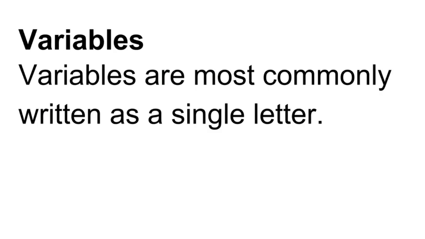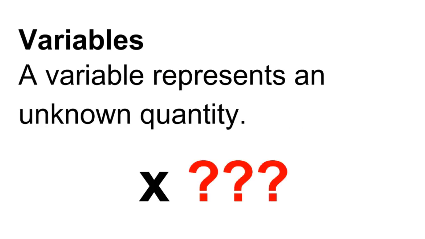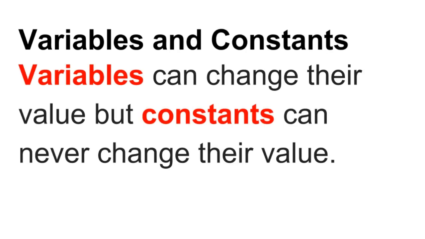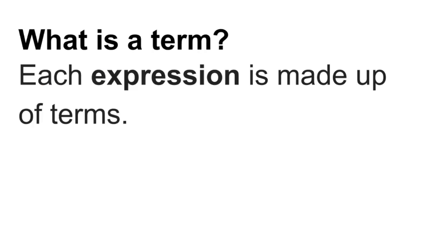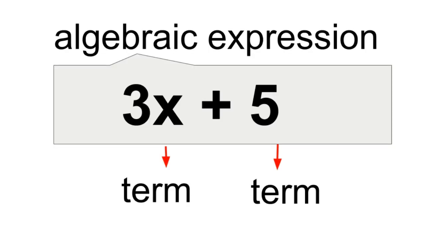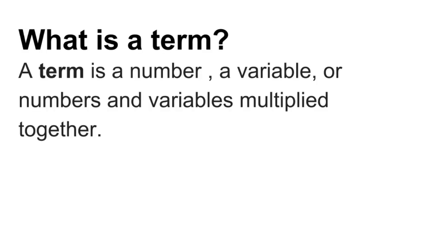Variables are most commonly written as a single letter. A variable represents an unknown quantity. Variables can change their value, but constants can never change their value. Each expression is made up of terms. The algebraic expression 3x plus 5 has two terms. What is a term? A term is a number, a variable, or numbers and variables multiplied together.